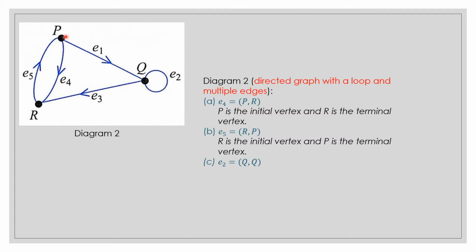Then we go to E2. E2 is a loop, therefore the edge is written as QQ. So it means that Q is both the initial vertex and the terminal vertex, because E2 is a loop.